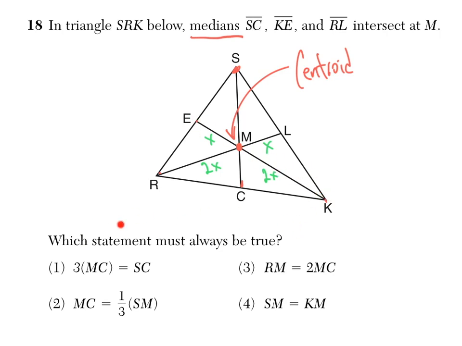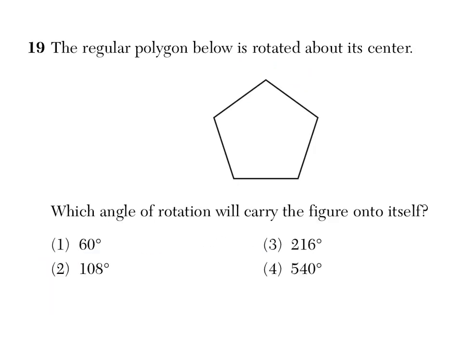All right, so what statement has always got to be true? Well, when I look at the first option, I see it says that 3 times MC equals SC. So SC is the length of this entire segment right here, yes? And MC is this short segment from the centroid to the midpoint of the opposite side. So 3 times MC equals SC. That makes sense, right? Because once again, MC is 1/3 of this entire segment. Option number 1 is the correct answer.